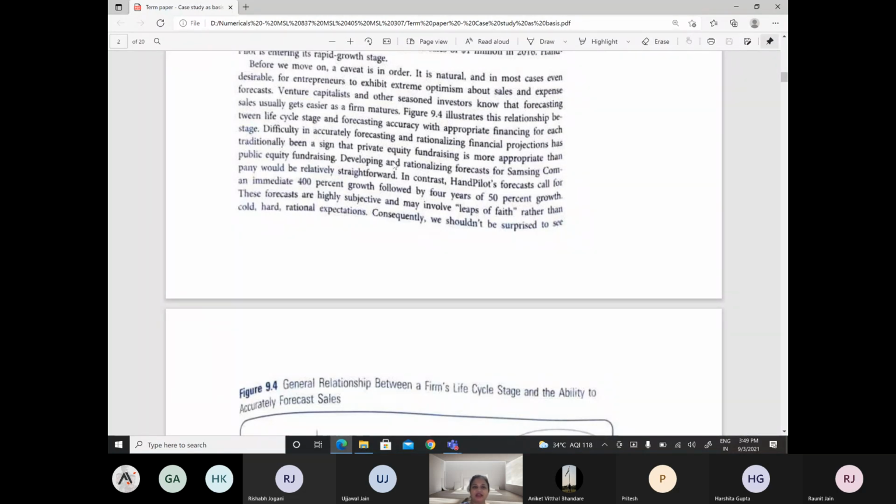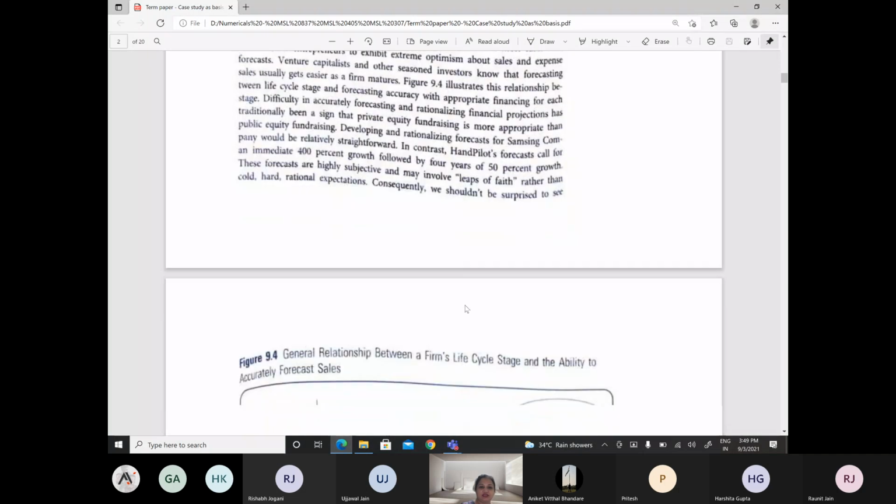Difficulty in accurately forecasting and rationalizing financial projections has traditionally been a sign that private equity fundraising is more appropriate than public equity fundraising. Developing and rationalizing forecasts for the Samsung company would be relatively straightforward. In contrast, Handpilot's forecasts call for an immediate 400% growth followed by 4 years of 50% growth. These forecasts are highly subjective and may involve leaps of faith rather than cold, hard, rational expectations. Okay, so VCs know this, and they also understand that this could be major leaps of faith.